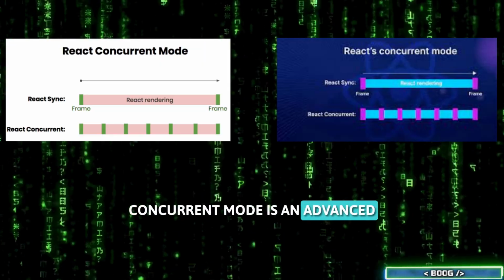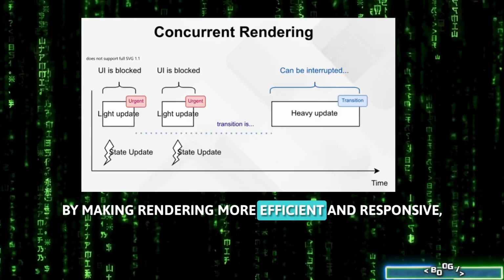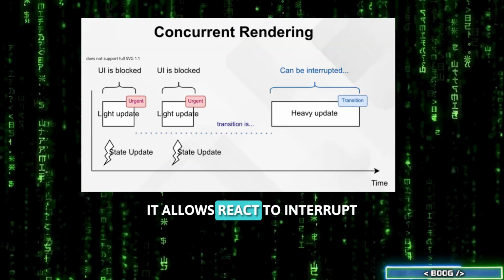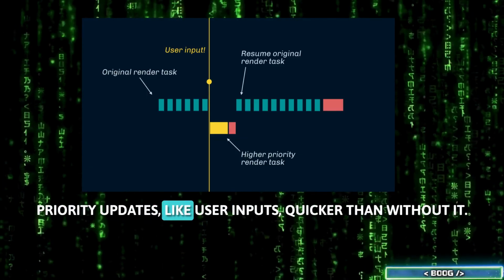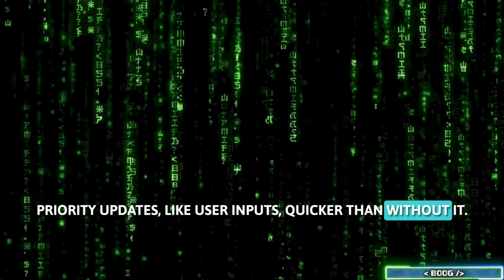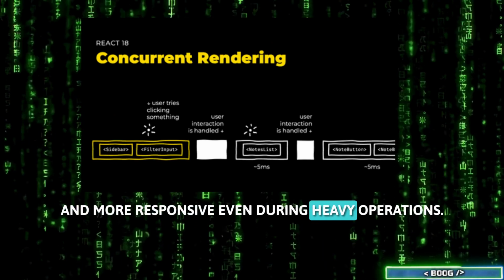Concurrent mode is an advanced React feature that enhances the user experience by making rendering more efficient and responsive. It allows React to interrupt a long-running render to handle high-priority updates, like user inputs, quicker than without it. This means that apps can feel faster and more responsive, even during heavy operations.